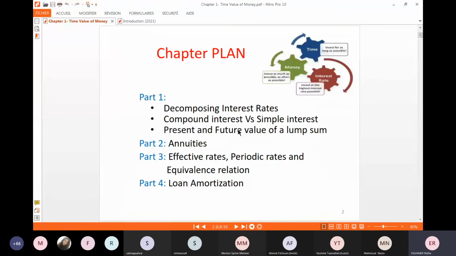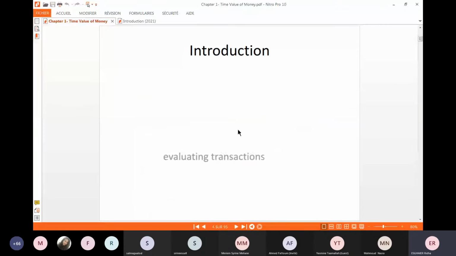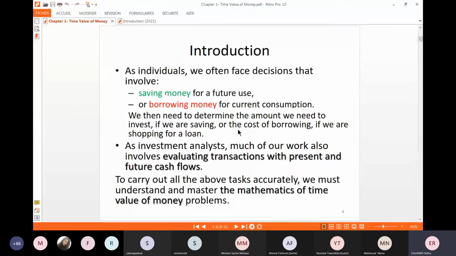So to be able to determine the amount we need to invest today for the future savings, or to determine the cost of borrowing money, here we need to understand the principle of time value of money, the principle of calculation of the interests and the reimbursements, how to make the reimbursements.